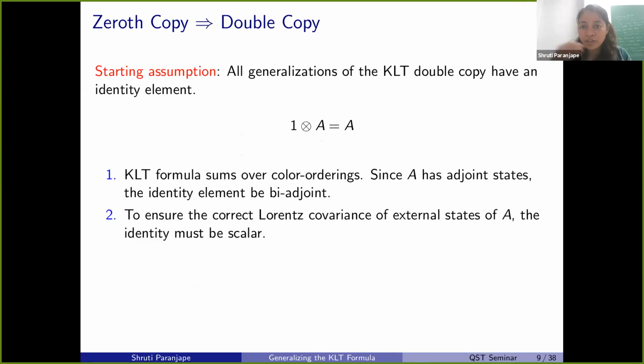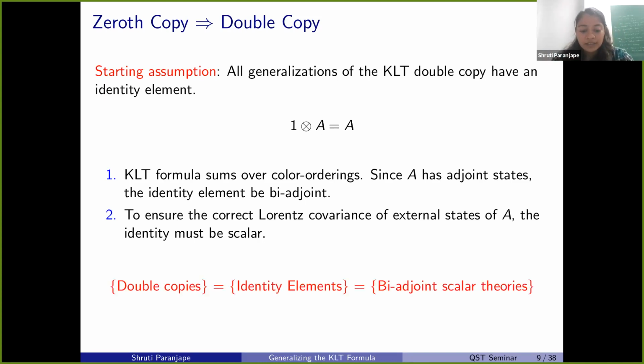As we discussed a little bit, the KLT formula nullifies color structures, color orderings. And so any identity element will have to be bi-adjoint in order to make sure that when you multiply a theory with the identity, you can get back a theory that has some amount of color structure in it. Another thing I quickly went through was that in order for the theory A on both sides of this equation to have states that transform correctly under the Lorentz group, you need this identity element to be a scalar. So the way that we are going to look for double copies is we're going to look for identity elements, which is the same as saying we're going to look for bi-adjoint scalar theories.